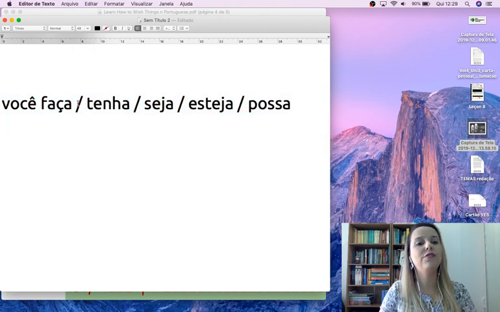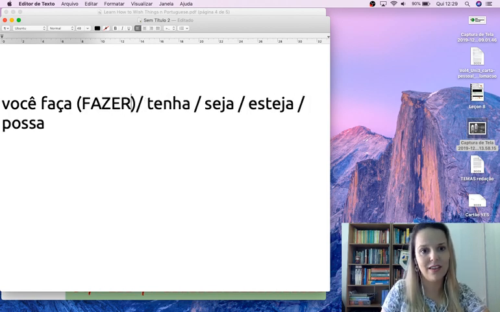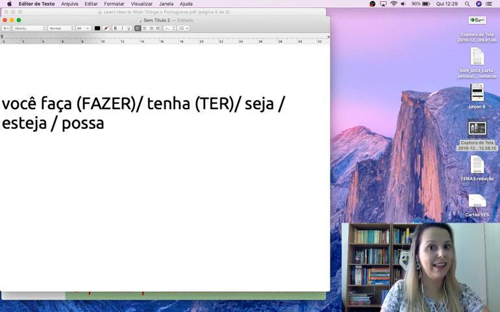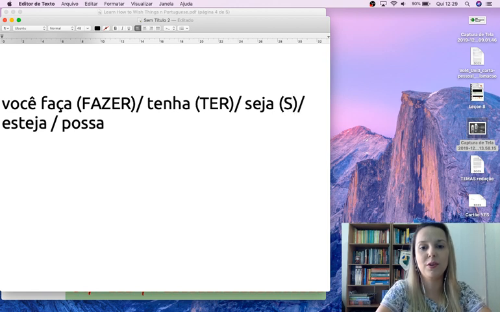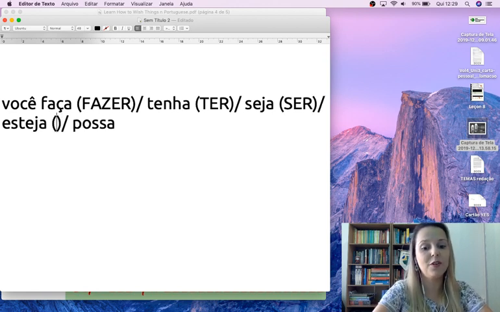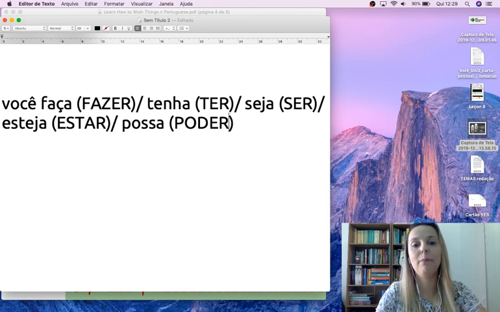Yes. So, faça, for example, guys, is the verb fazer, okay? So, que você faça comes from the verb fazer. Tenha is from the verb ter, right? Seja. Seja is from the verb ser. Esteja from the verb estar. And possa is from the verb poder.